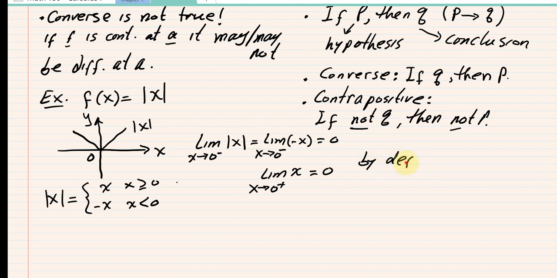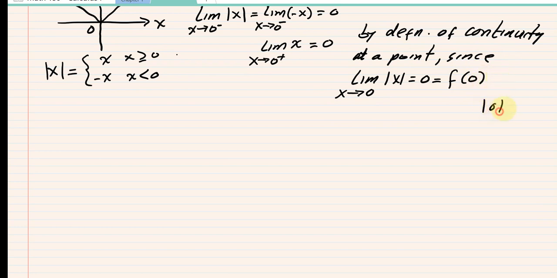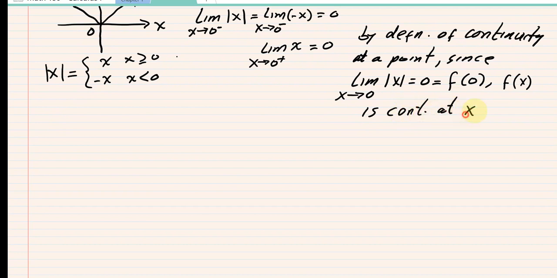By definition of continuity at a point, we can say that since the limit of the absolute value of x equals 0 as x goes to 0 from both right and left, which is equal to f at 0, the function at 0, that means the absolute value of 0, which is 0. So by definition of continuity, we just proved that f of x is continuous at x equals 0. This is just to show that it's continuous.